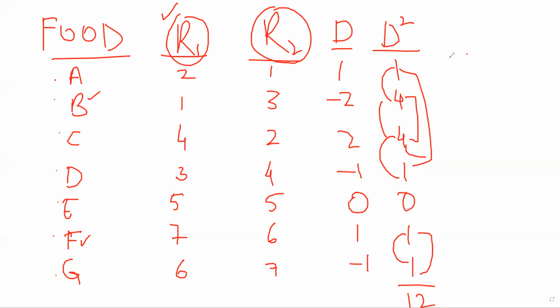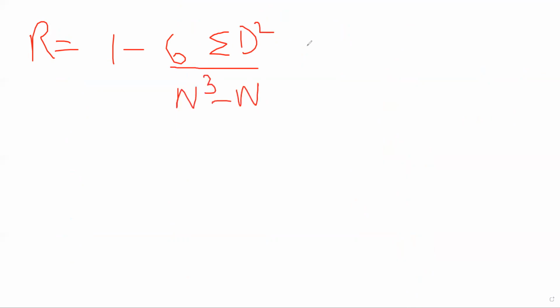Okay, so we have sigma d square is equal to 12. I did d square, then I added all the d square values. So sigma d square is 12. N is equal to 7. Let us proceed with the problem. So our correlation coefficient is 1 minus 6 sigma d square divided by n cube minus n. ठीक है, is equal to 1 minus 6 into 12 divided by 7 cube minus 7.